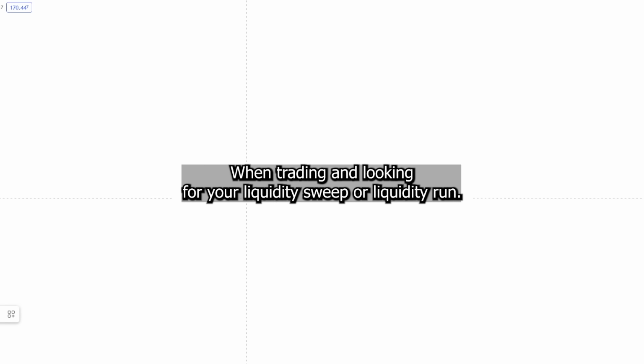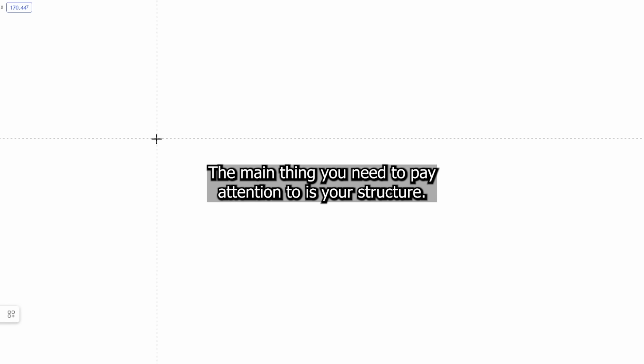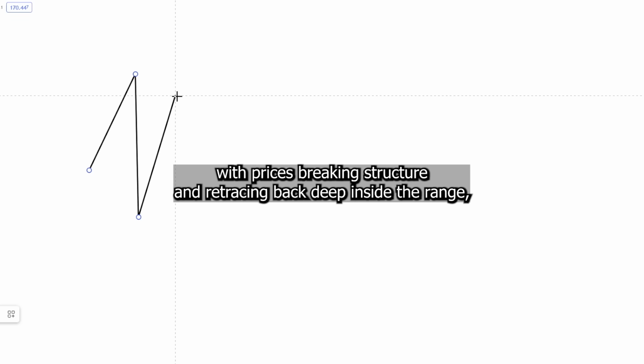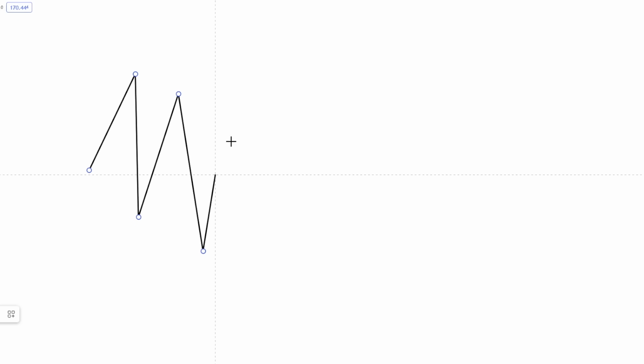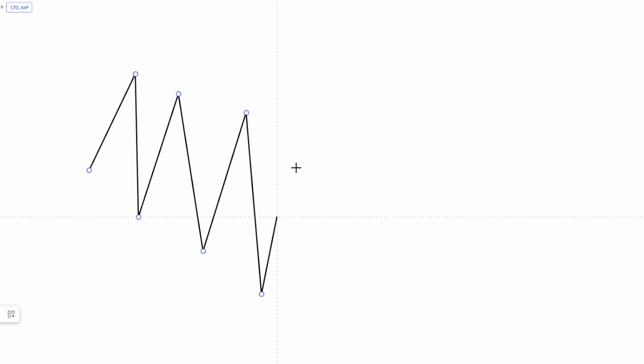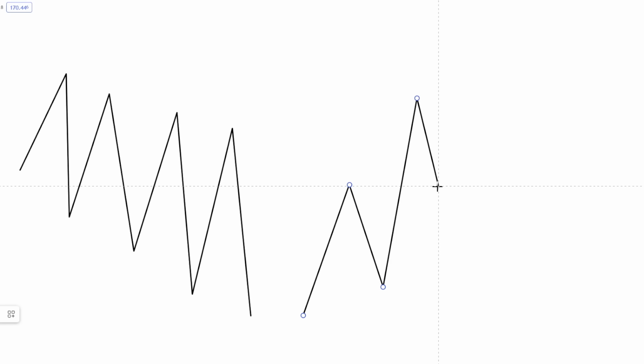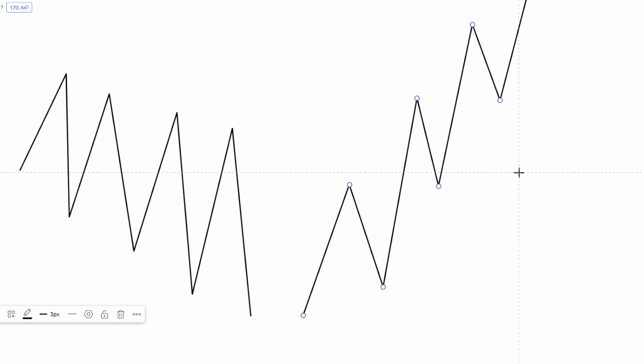When trading and looking for your liquidity sweep or liquidity run, the main thing you need to pay attention to is your structure. What type of structure? Is price moving in a supply and demand structure where price is breaking structure and retracing back deep inside the range, breaking structure, retracing deep back inside the range, and so on? Or is price doing this? Or is price breaking structure and rejecting right from the previous high, breaking structure, rejecting right from the previous high, and so on?